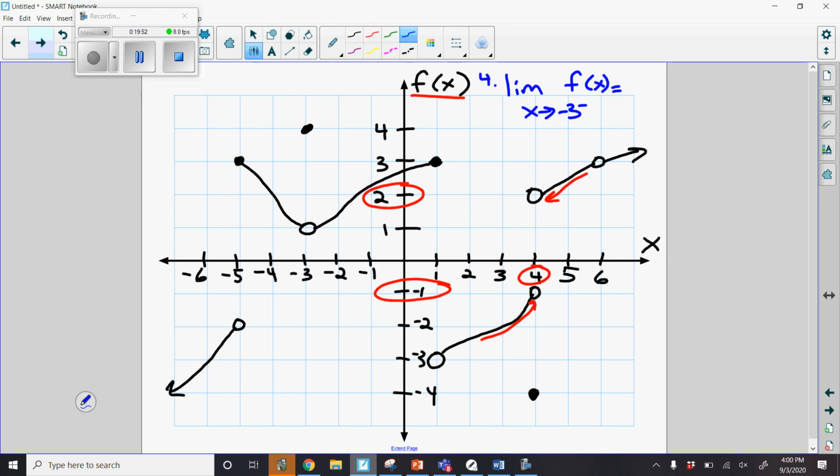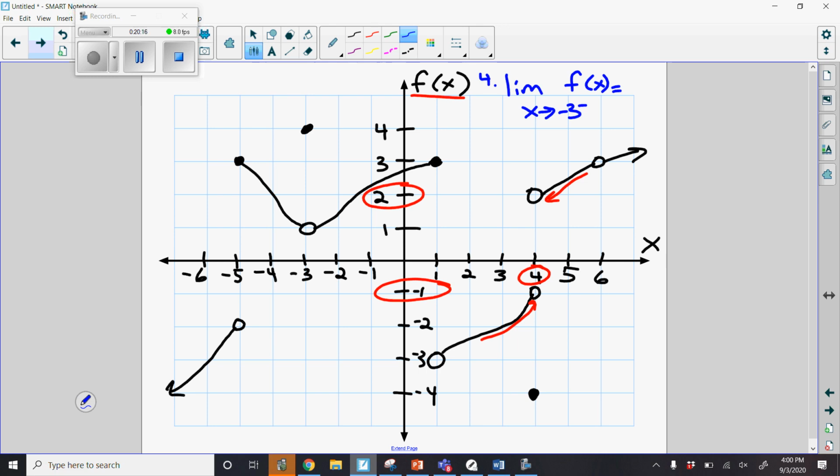Okay, so question 4. Again, you should read this in your head. This notation needs to make sense in your head. If you look at that and it doesn't make sense, you need to practice it more until it does make sense. So here's how I read this. What is the limit as x goes to -3 from the left of f of x? In other words, what is the left-hand limit as x goes to -3?